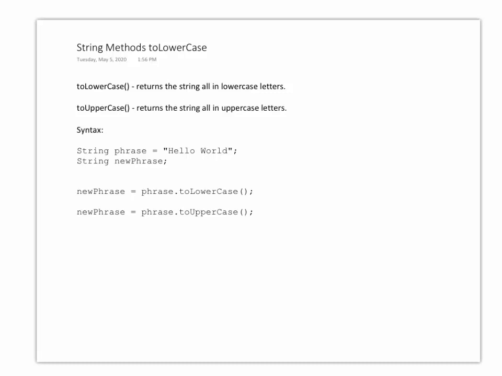So you can see there's a toLowerCase and a toUpperCase, and it returns the entire string, all in upper or lowercase letters, depending on which one you want. So here's an example. I've got hello world. I've got another string called new phrase. New phrase equals phrase.toLowerCase. So this will return everything as all lowercase letters, as though we typed it in.